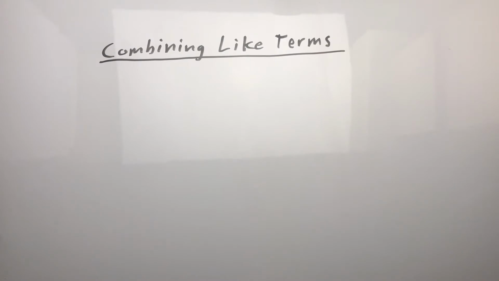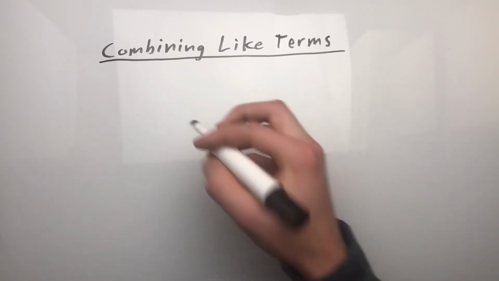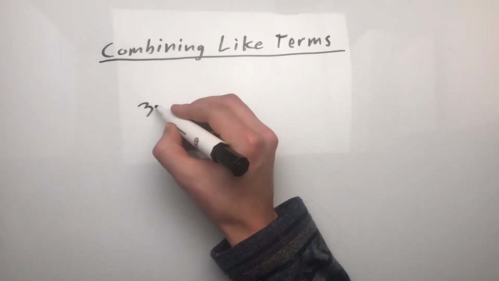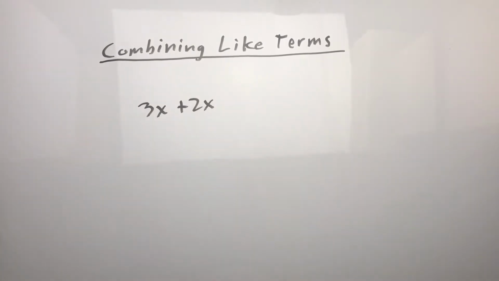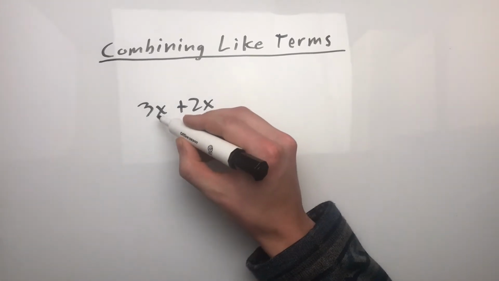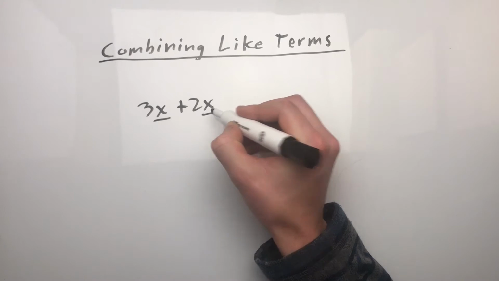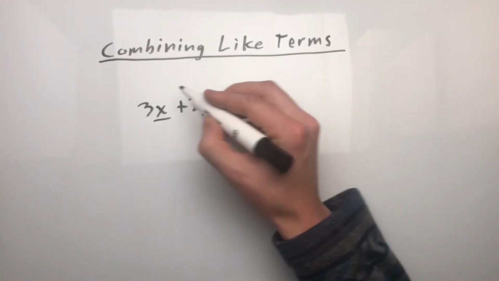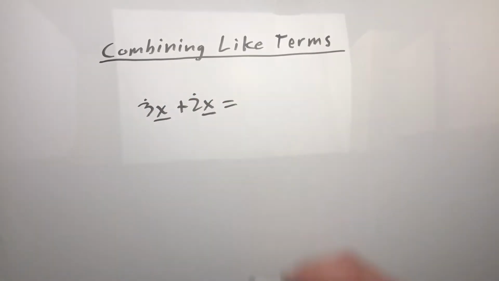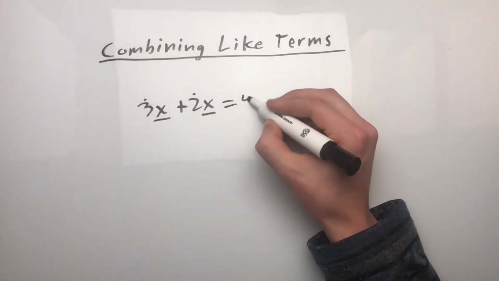In this video, we will be talking about combining like terms. Consider the expression 3x plus 2x. Now, what exactly does it mean to combine the like terms in this expression? Well, first off, the like terms in this expression are the x's. And to combine them, we are simply adding their coefficients together. 3 plus 2 is 5x.